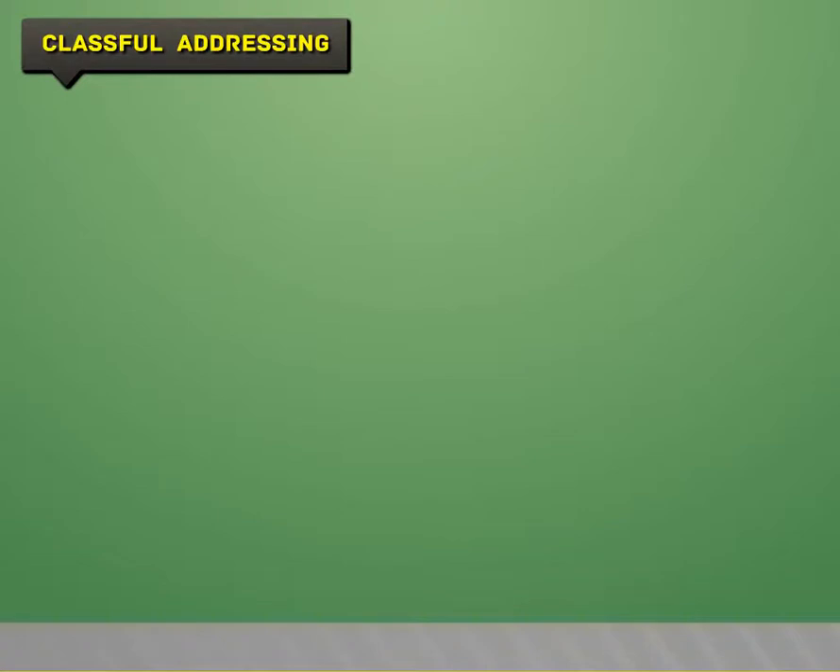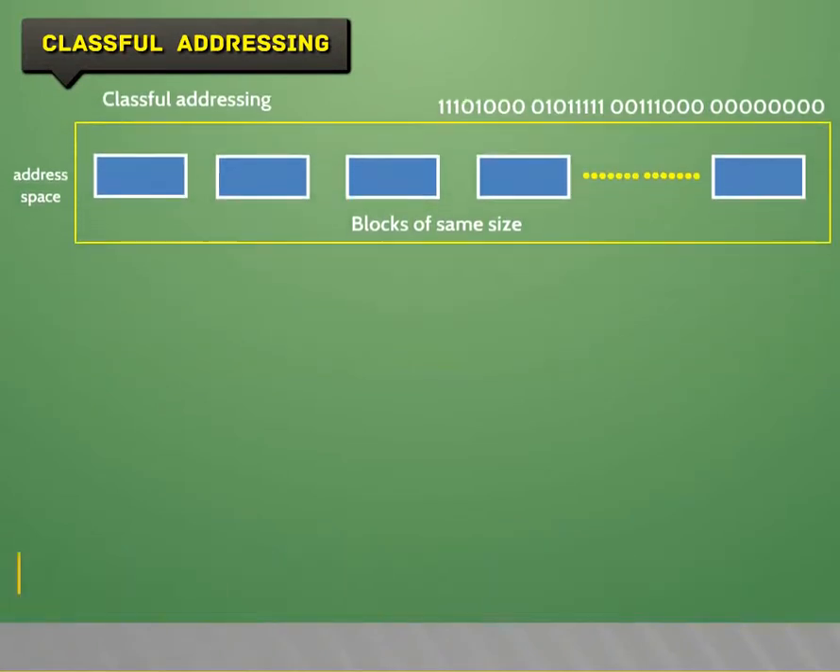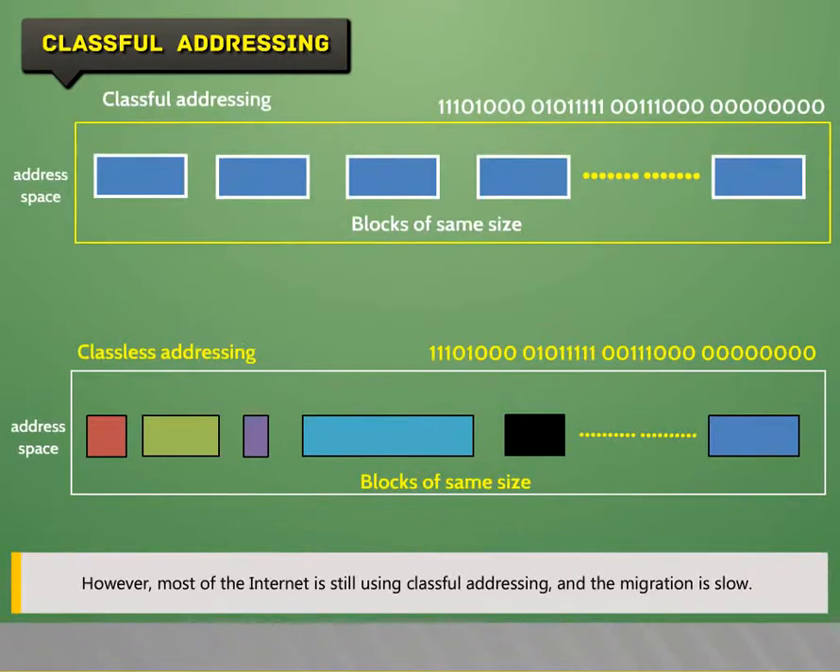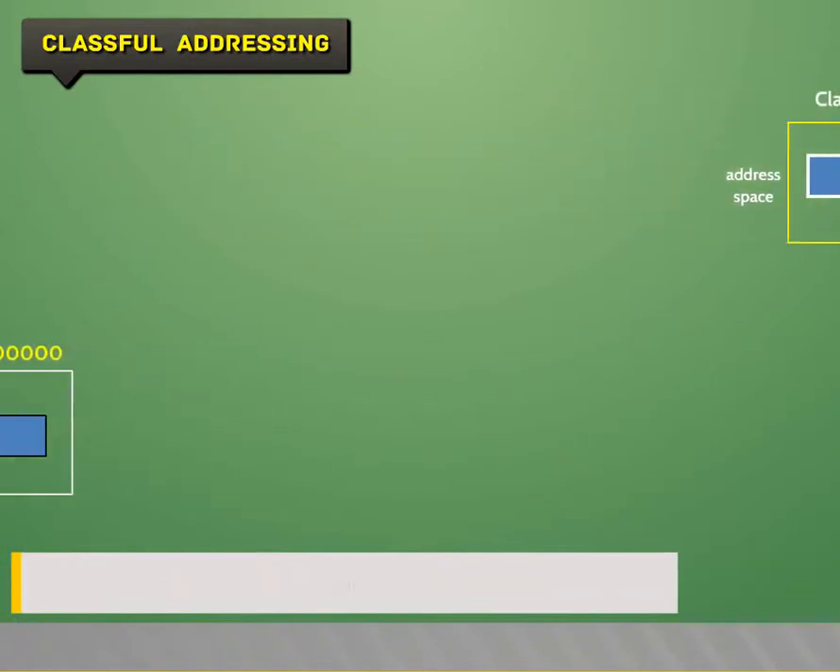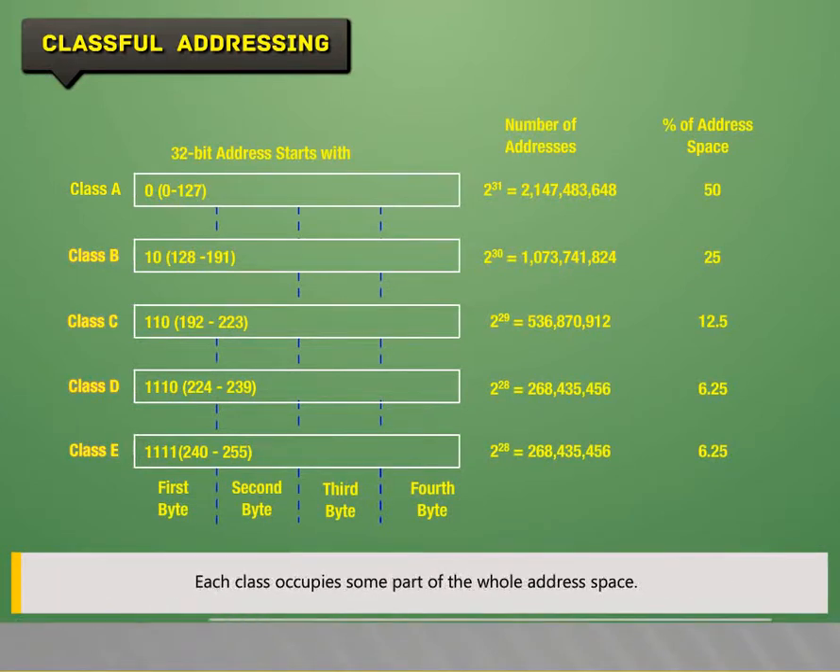Classful addressing. In the mid-1990s, a new architecture called classless addressing was introduced, which will eventually supersede the original architecture. However, most of the Internet is still using classful addressing and the migration is slow. In classful addressing, the IP address space is divided into 5 classes A, B, C, D, and E. Each class occupies some part of the whole address space.